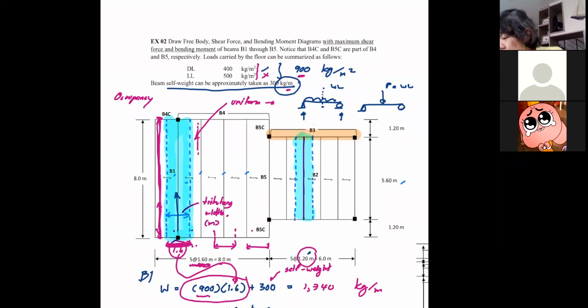And you see, your B2s do not run directly into the columns. B2 would need B3 to support them. Because otherwise, how can you have B2, right? So that means how many B2 do you have? You have this one, then one more. So you have 4 B2s acting on B3. Okay, is there any question?